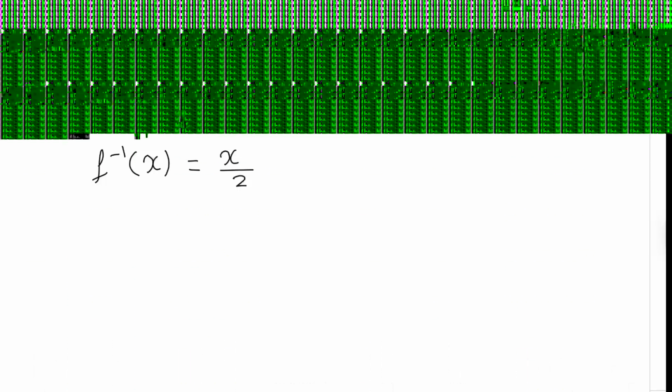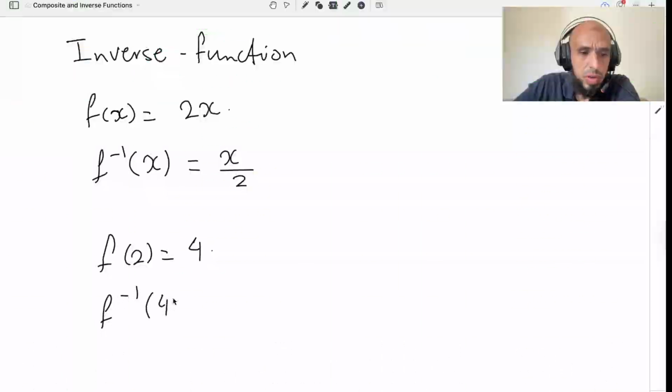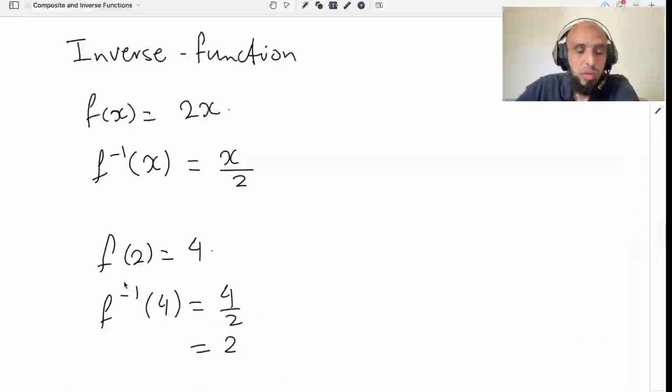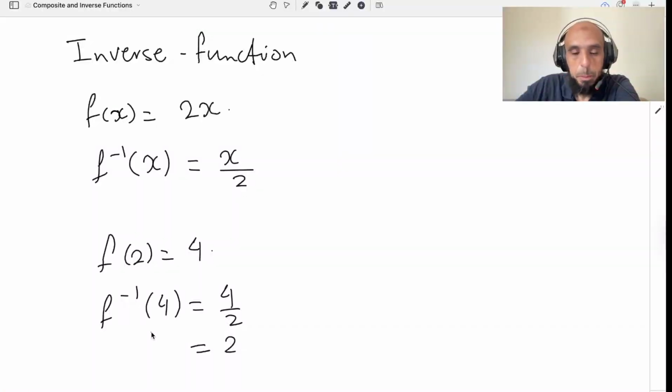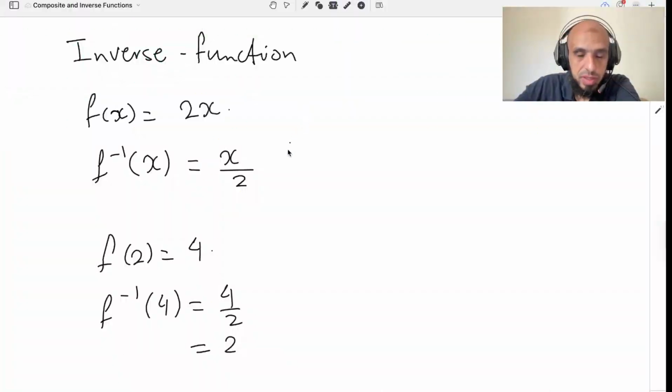Because now we are taking the output of the function and returning it to the original one. For example, f of 2 equals 2x, which is equal to 4. Then f minus 1 of 4 is going to be equal to 4 divided by 2, which is equal to 2. So to return it to the original value, we took the output and divided it by 2. That's how we inverted its effect.